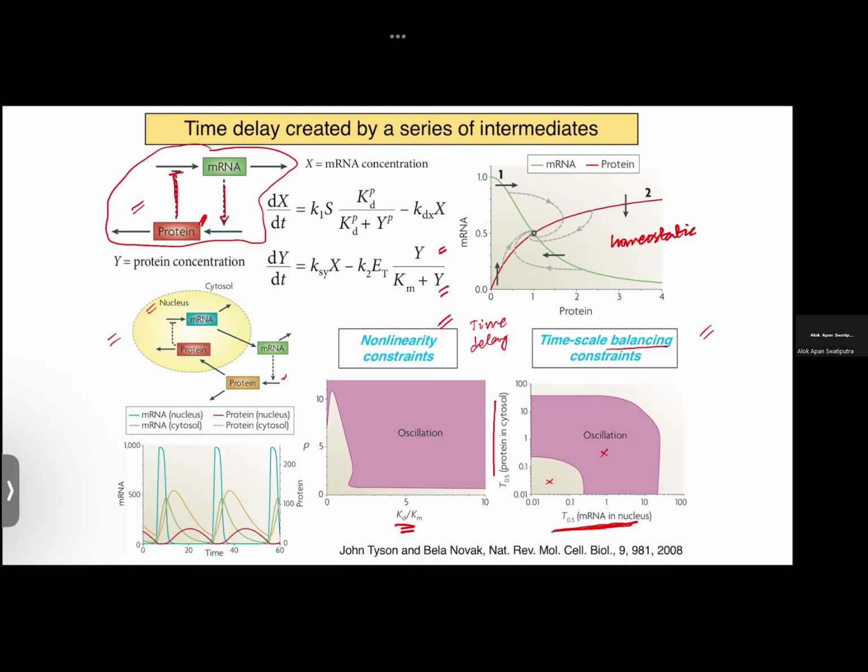If one process is too fast and one process is too slow, see, for example, this picture. Suppose your mRNA is very stable in the nucleus, but your protein in the cytoplasm is not stable. How will it ever provide a negative feedback here? Similarly, it goes for the other case. If your mRNA is not at all stable in the nucleus, but your protein is very stable, then also there is no point. So sufficient non-linearity and sufficient time delay and proper relation between the time scales.